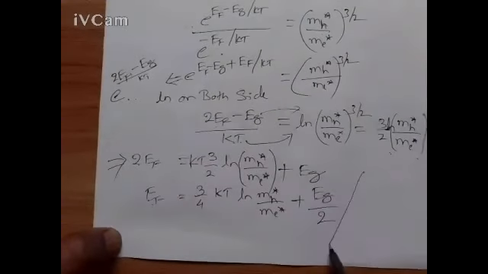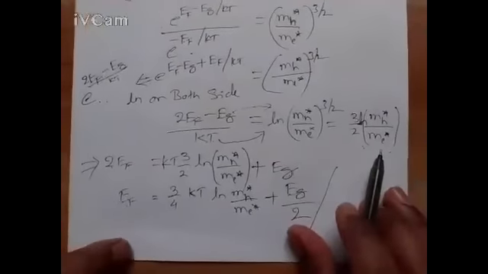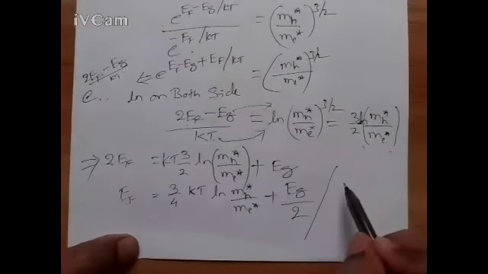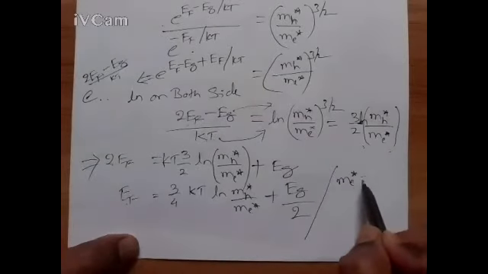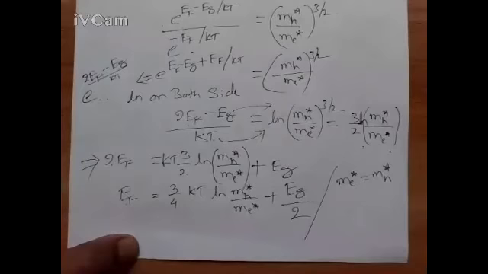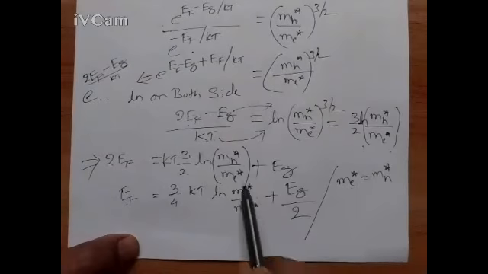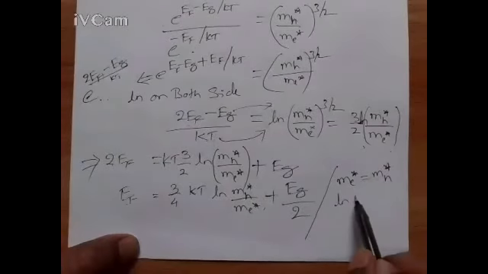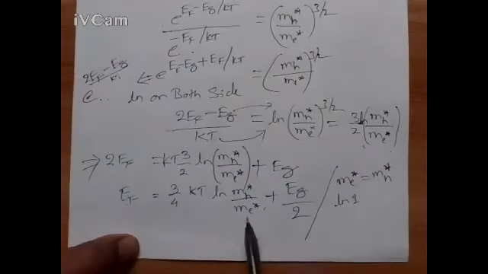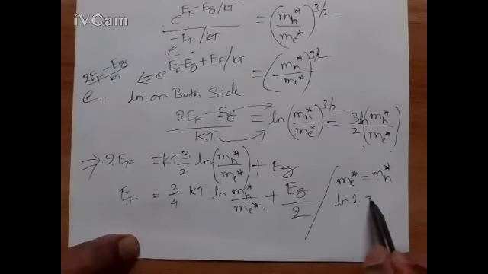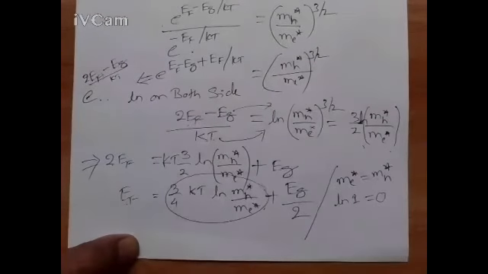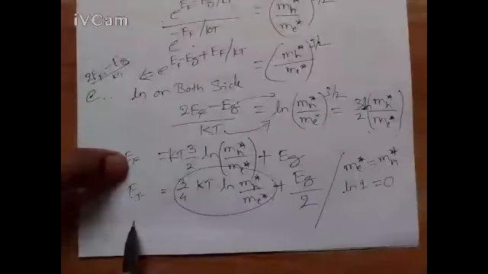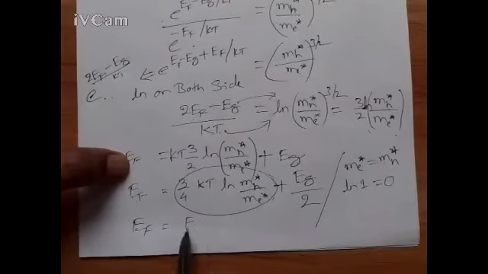But what happens practically is me star is equal to mh star. When I substitute me star equal to mh star in this equation, what happens? The ratio becomes 1, right? Ln of 1 is what? Ln of 1 is 0. So this whole term will become 0. What do I remain with then? I remain with EF is equal to Eg divided by 2.